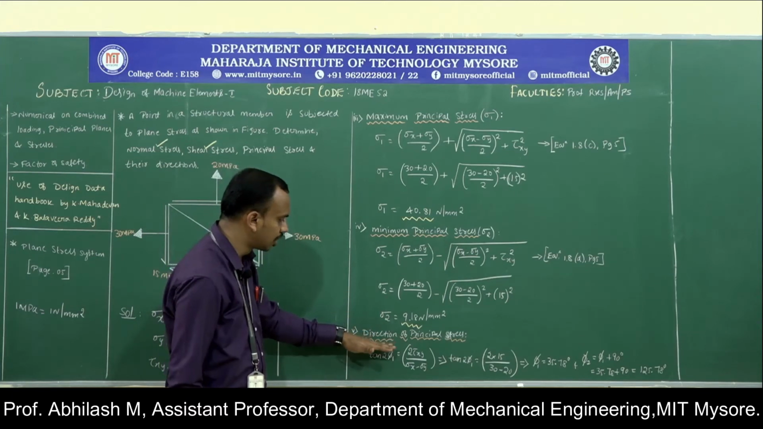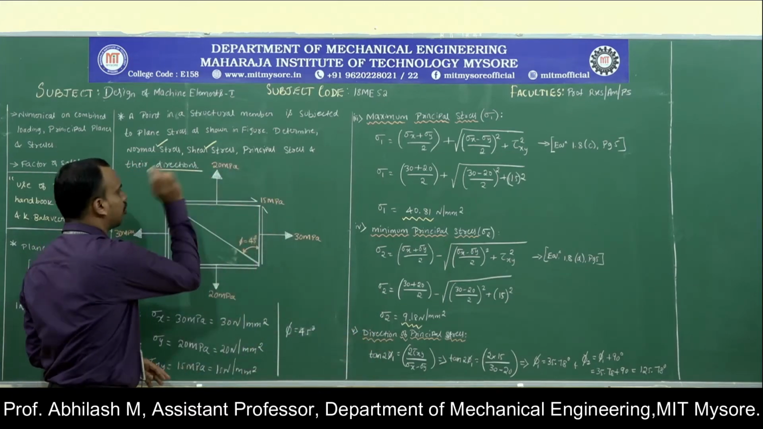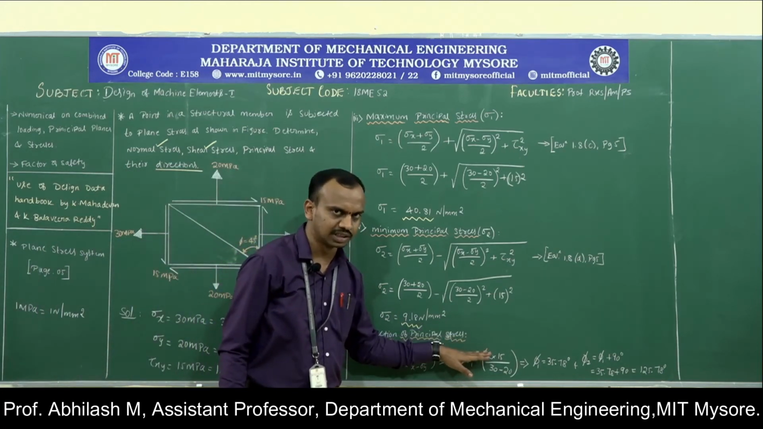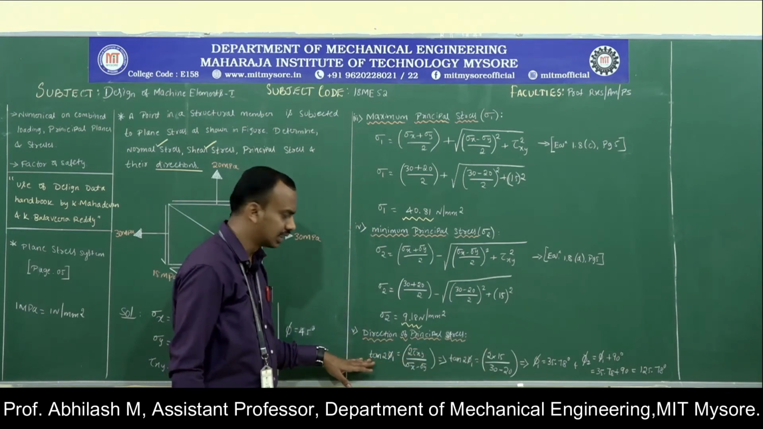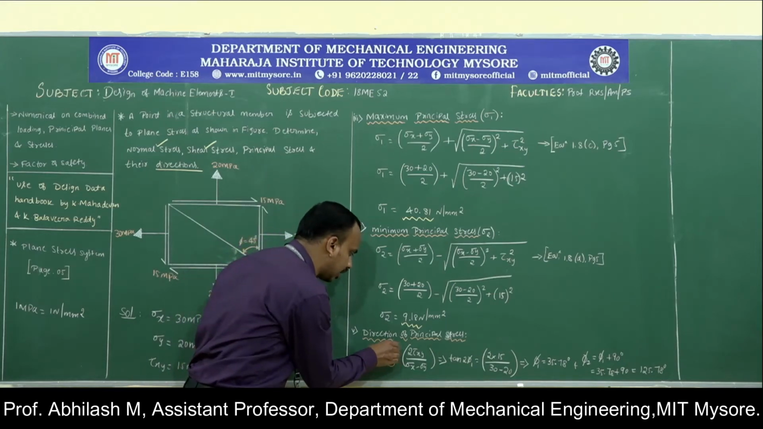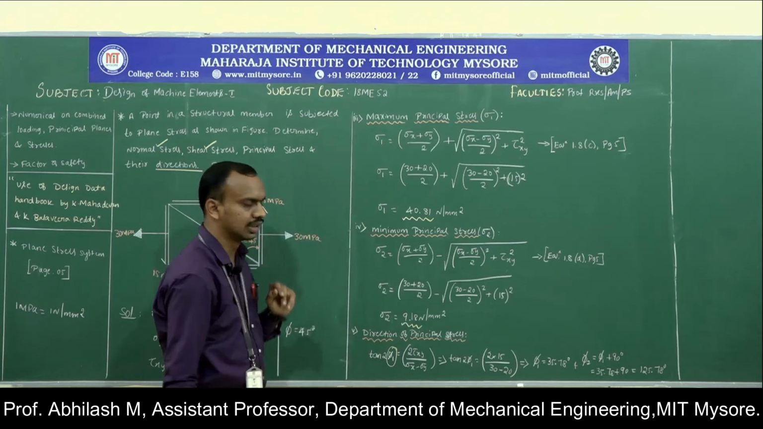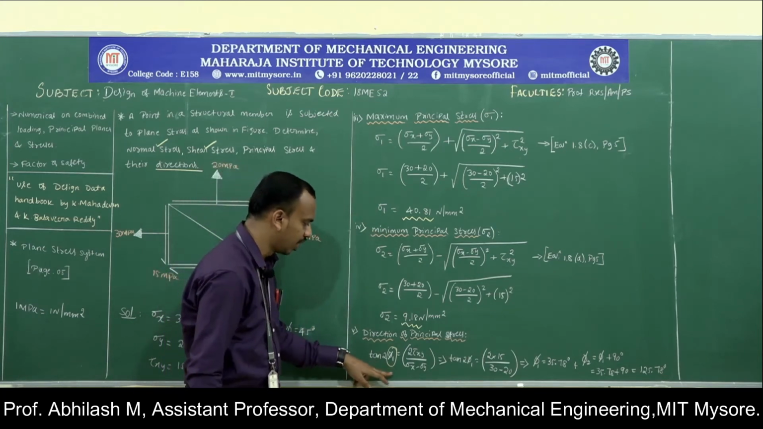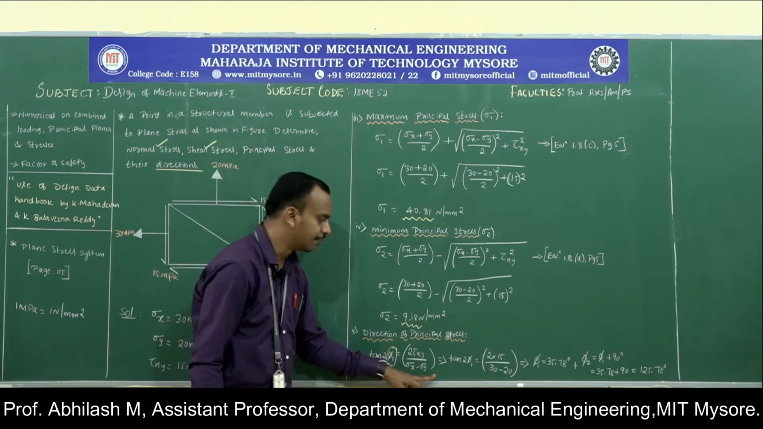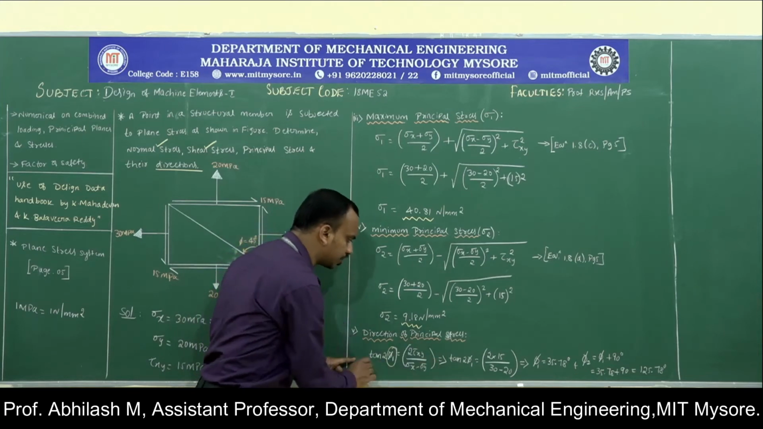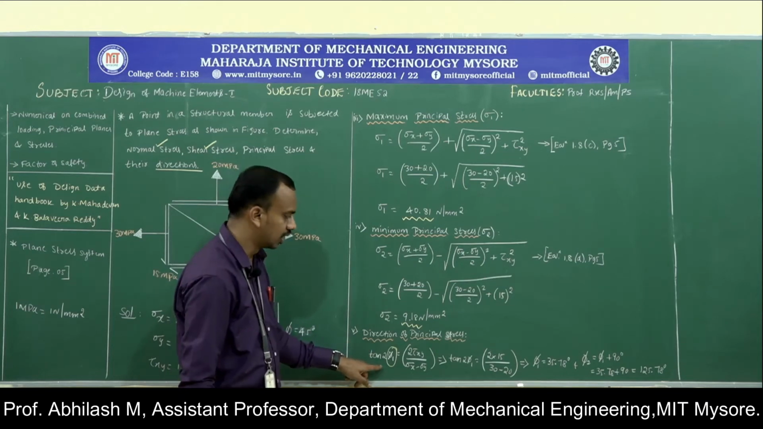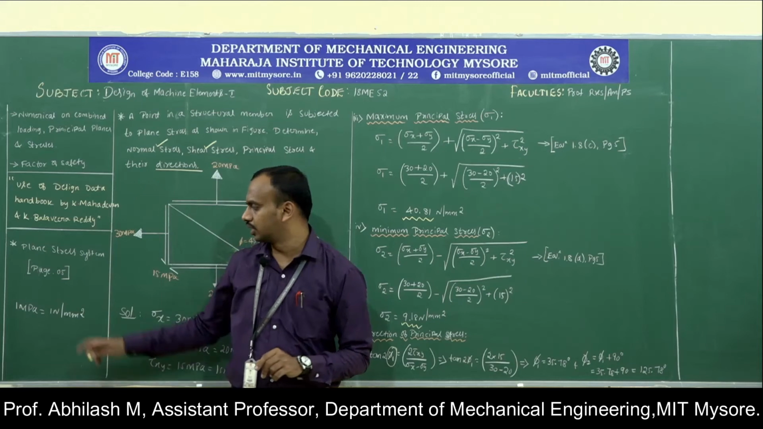Now, we are supposed to calculate the directions in which the principal stresses are acting. To calculate the directions of principal stresses, we have a direct equation given by tan 2 phi 1. This indicates the angle at which the maximum principal stress is acting. Tan 2 phi 1 is given by 2 tau xy divided by (sigma x minus sigma y). This expression is used to calculate the direction of principal stresses, and this equation is also available in the data handbook on page number 5.